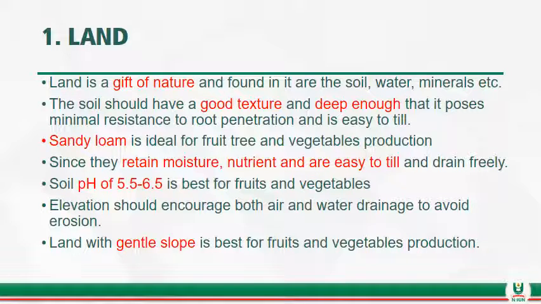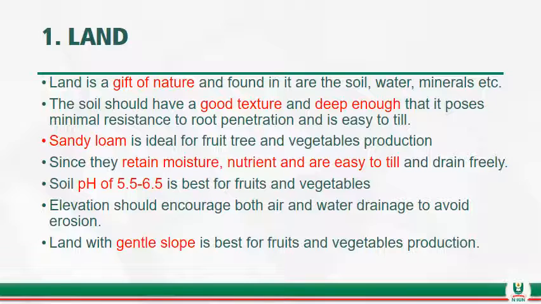The best texture for vegetables and fruits is the sandy loam, and your soil should also be able to retain moisture and nutrients, and should also be easy to till in case you want to practice the mechanical form of agriculture. It should be easy to till so that the machines can work on it freely, and the soil should also drain freely. It should not be the kind of soil that will be cloggy or sticky when water is in it.